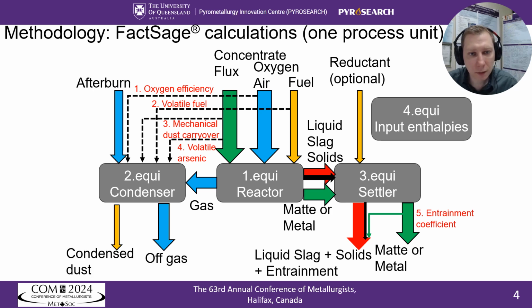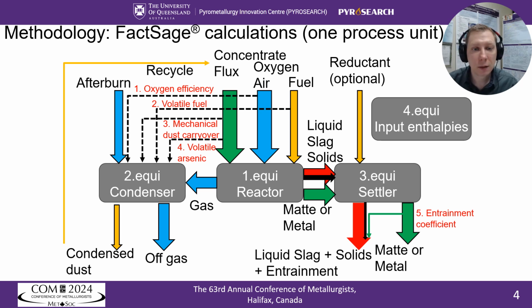The gas and other carryover streams are processed in a condenser unit representing waste heat boiler and electrostatic precipitator. It operates at low temperature so that all volatile species form solid compounds combined in a condensed dust. The condensed dust is recirculated to the feed.